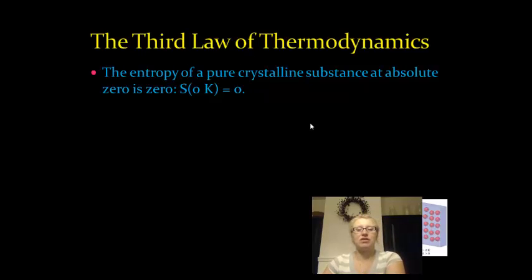The third law of thermodynamics says that the entropy of a pure substance at absolute zero is zero. Because if you think about this, at absolute zero, nothing is moving. So there's no randomness due to motion. And in a crystalline substance, remember, you have a regular repeating pattern. So everything is completely ordered.